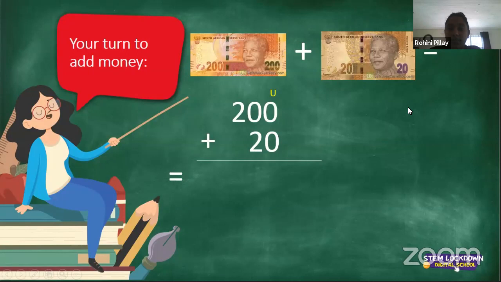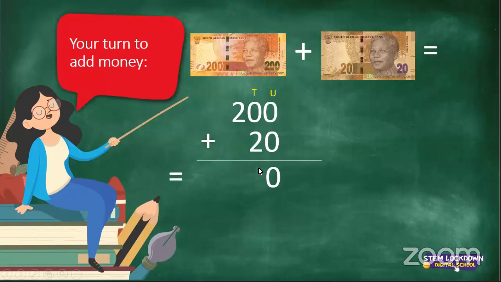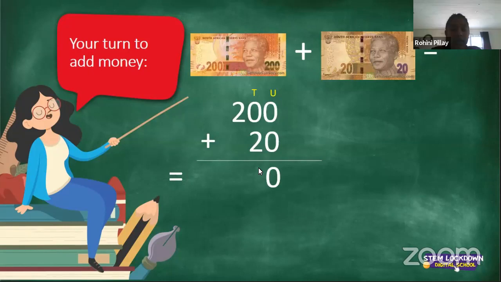George, what is the answer? All right, let's see who else has the answer. Who else knows what 0 plus 0 is? 0 plus 0 is 0. Good. Right, let's go to our tens column. 0 plus 2 equals what? 2. Well done. 0 plus 2 is 2.